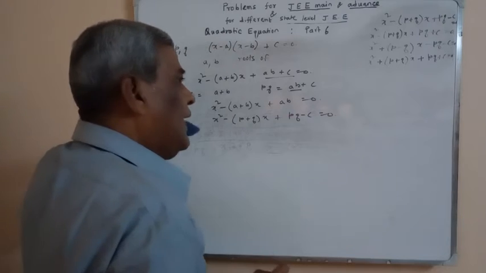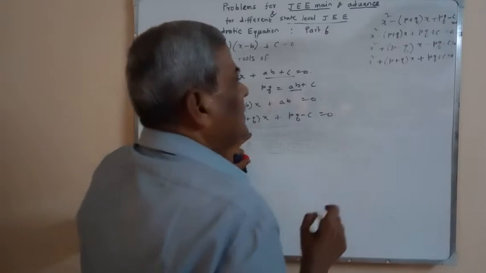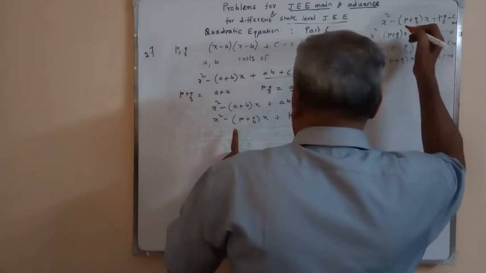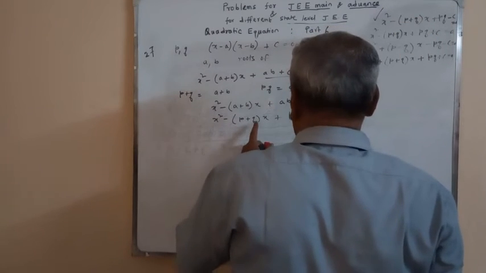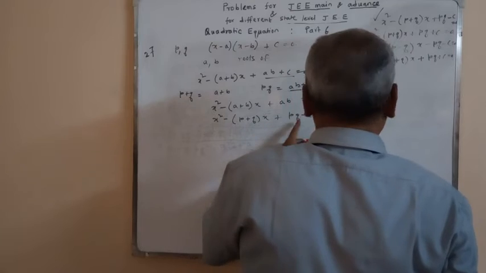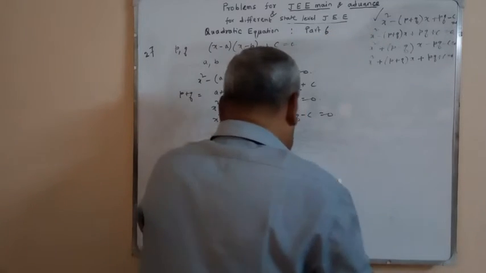This is our answer. And in fact, the first option is correct: x square minus (p plus q) into x plus pq minus c is equal to 0.